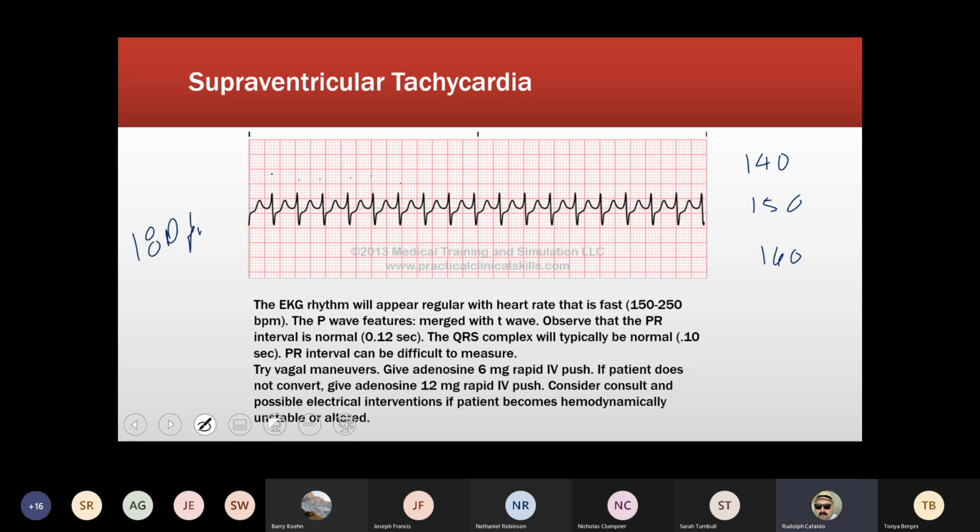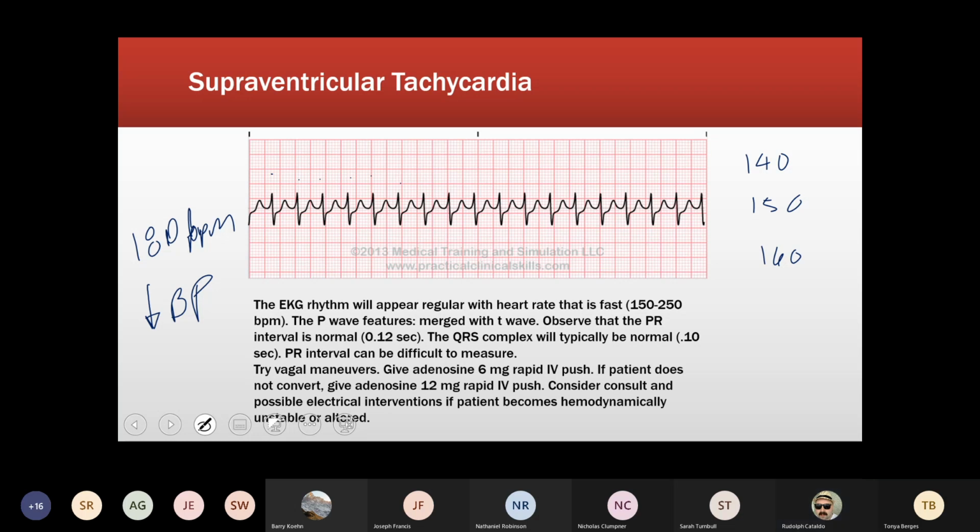Now let me ask you guys this. What's a concern if I have a patient whose heart rate is 180 beats per minute? It's not allowing the heart to properly pump out blood or refill with blood. Yeah, it's not letting the heart truly refill with blood because it's moving so fast, right? So I could potentially see in this patient lower blood pressure.